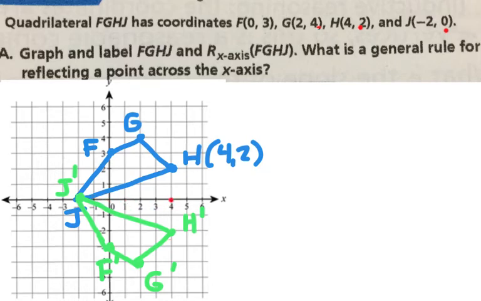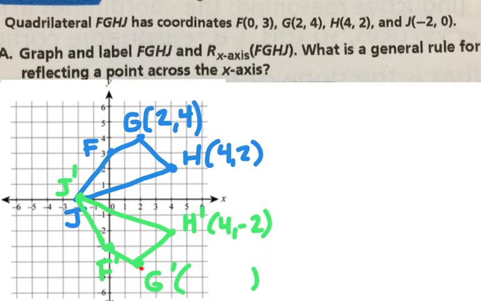Negative 4, negative 2. So H prime is at 4, -2. Okay, look at G. G used to have coordinates of 2, 4. Now, what is G prime's coordinates? 2, -4. So what is happening after I've reflected it over the x-axis? The y's changed. All I did was change the sign of my y.